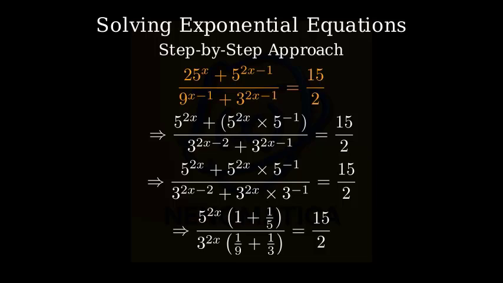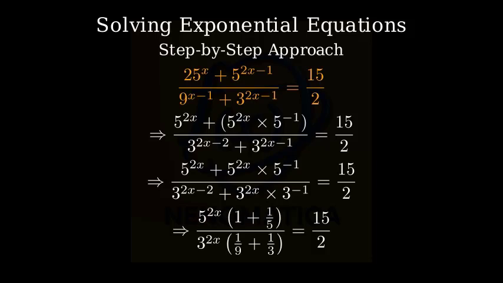Similarly, in the denominator, we'll factor out 3 to the power of 2x. When we do this, the first term becomes 3 to the power of 2x minus 2 divided by 3 to the power of 2x, which simplifies to 1 over 9. And the second term becomes 3 to the power of negative 1, which is 1/3.